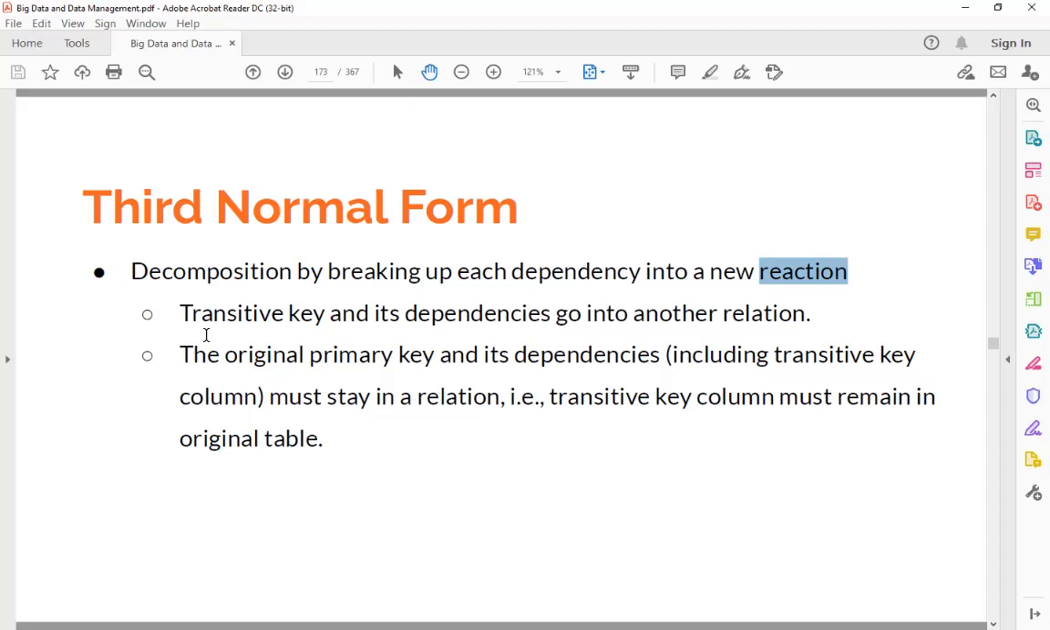Now, another common mistake is that students, when they create a new relation, will happily remove the transitive key and the dependencies into a new relation. And by this, they also remove the transitive key column away from the original table. But remember, the transitive key column does have a dependency on the original primary key. So you must keep this relation. You cannot remove the dependency of a transitive key column and the primary key column.